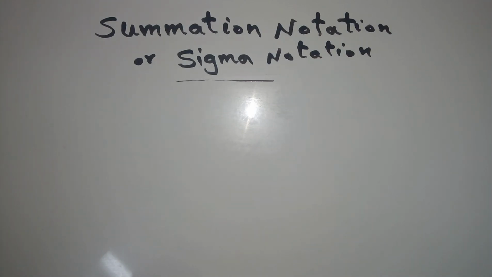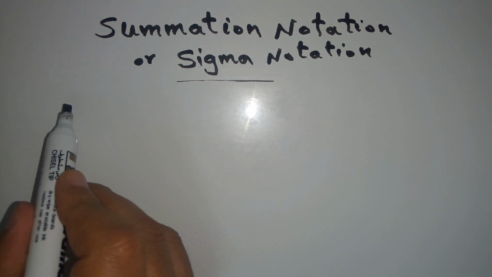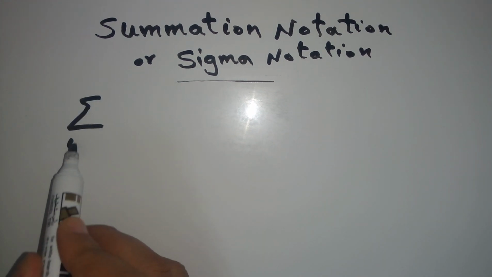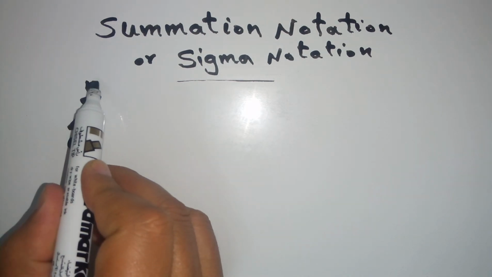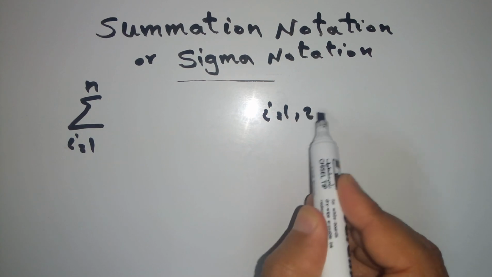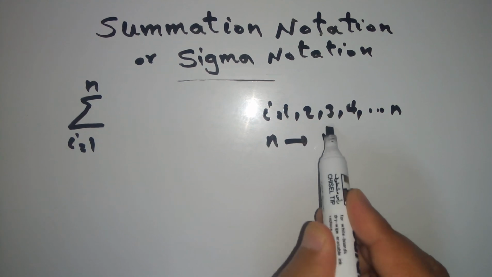Hello everyone. Today I would like to talk about the summation notation or sigma notation. Before talking about this part, we must know what the summation sign or sigma sign is. The sigma sign or summation sign is written as a Greek letter, written as this sign. And we write down i equals 1 and up till n. Here i takes the values 1, 2, 3, 4 till n, and i is called the index.